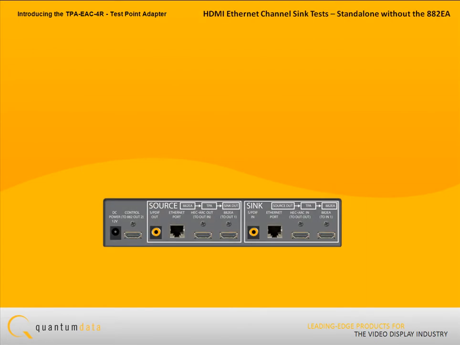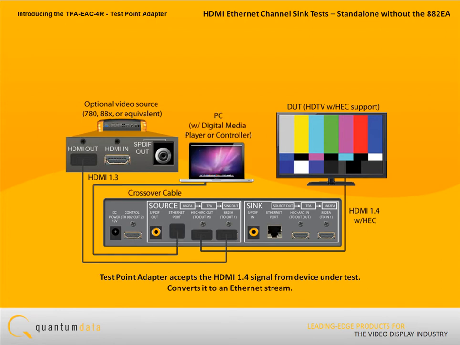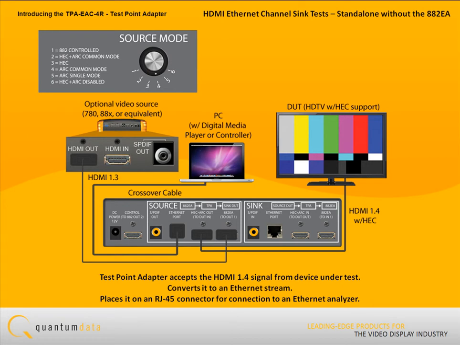HDMI Ethernet channel sync tests standalone without the 882EA. For testing a sync device's support of the HEC, the test point adapter accepts the HDMI 1.4 signal from the device under test and converts it to an Ethernet stream on an RJ45 connector for connection to a third-party Ethernet protocol analyzer. The HEC mode is set by the front panel source knob.